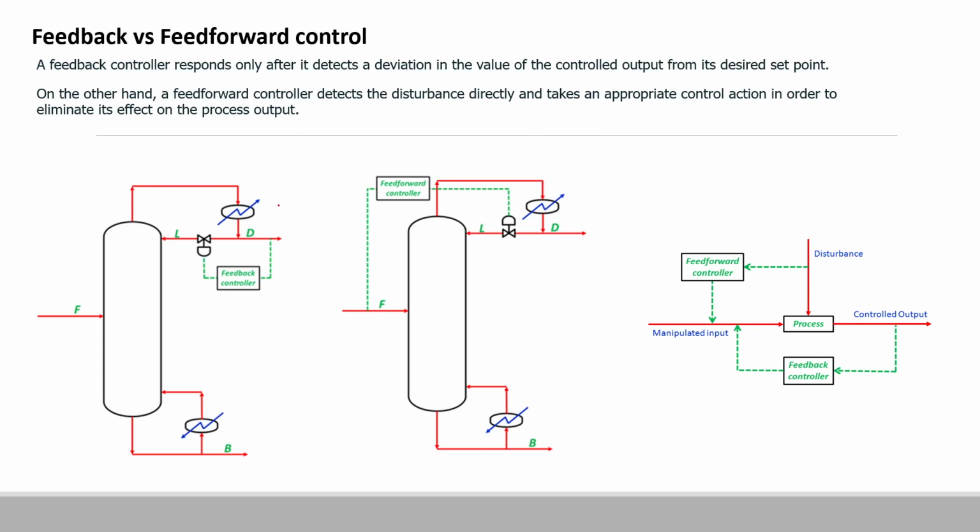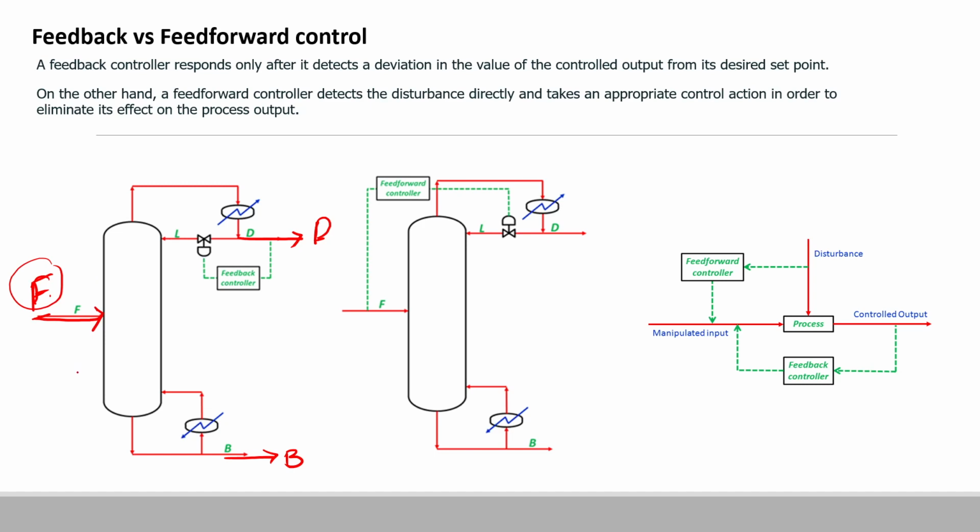So yes, now let's take a look at this distillation example. Over here we have the feed flow rate, then the outputs are the distillate and the bottom. In this case our main objective is to control the outlet of the distillate. Basically, let's say we want to control the flow rate of the distillate, and in this case the feed flow rate is the disturbance to the system.